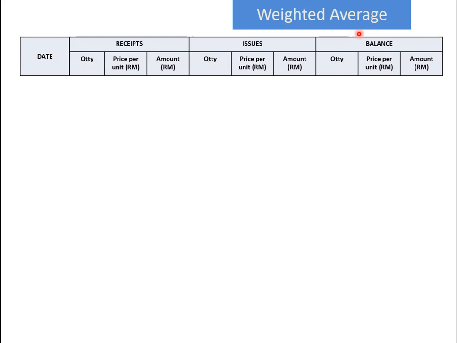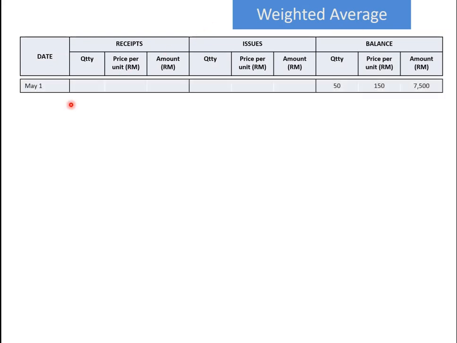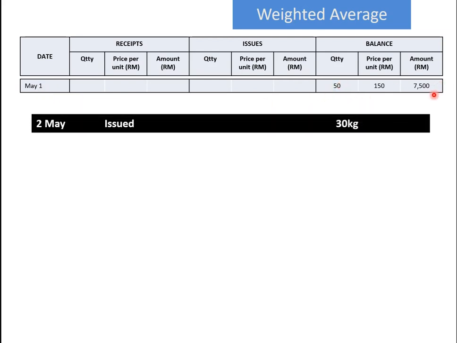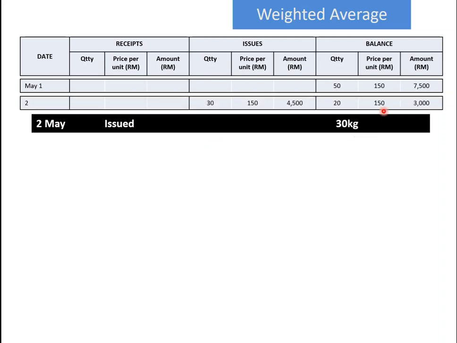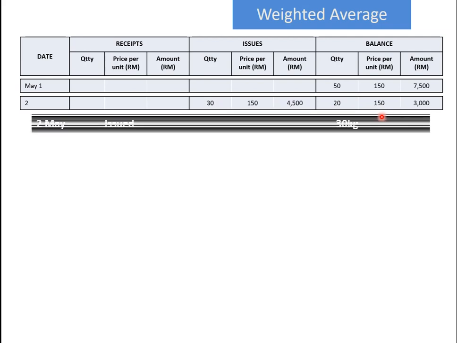Okay, next is based on weighted average. So on 1st May, we record the opening balance. 2nd May, issued 30 kg. Since it's one batch, 50 minus 30, then the balance is 20 kg at RM 150.